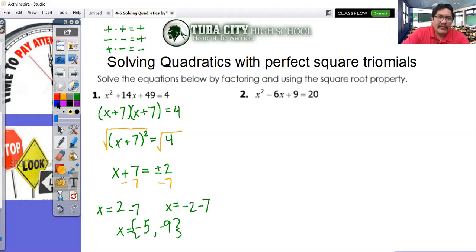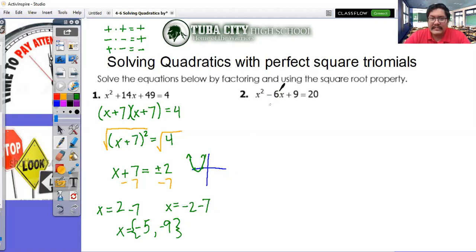So if we were graphing this, we're done with this problem. We don't need to do anything else with this one. If we were to go to negative 5 and negative 9, our parabola would probably look something like this. It would cross at negative 5 and negative 9 here. Okay, so let's go ahead and do the same thing on this side.